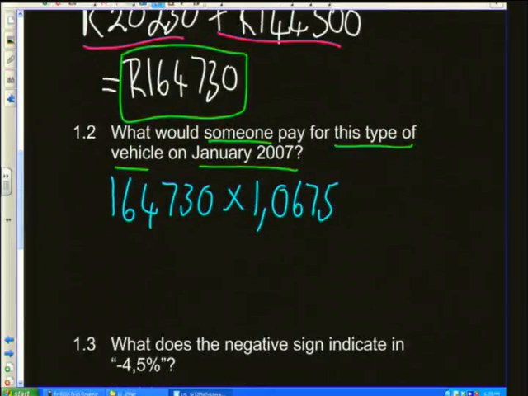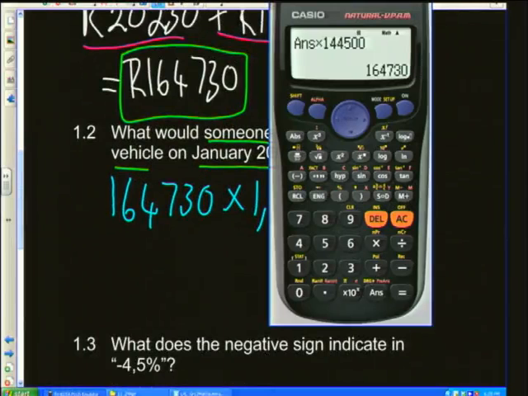When I do that, I can do it on the calculator. Let's check it on the calculator. Even though we've got that answer clear, we're going to say 6.75 divided by 100. And what does that give me? It gives me 0.0675. I'm now going to say plus 1, and I'll get that answer. And I'm going to multiply that by 164,730. Make sure that your readings are right. And you get an answer here of 175,849.275.